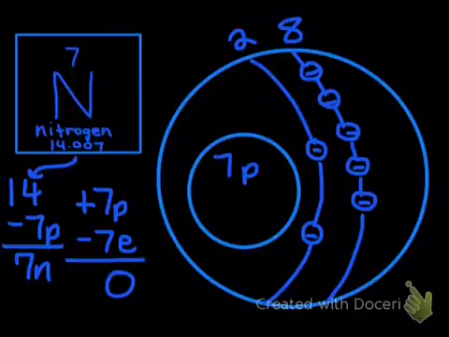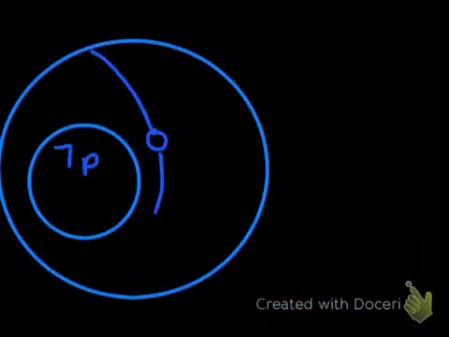And next you can find the number of neutrons. To find the neutrons, you round the atomic mass, which for nitrogen is about 14, and then you subtract from the atomic mass the number of protons. And so that leaves you with 7 neutrons. And then that just goes right there in the nucleus too.